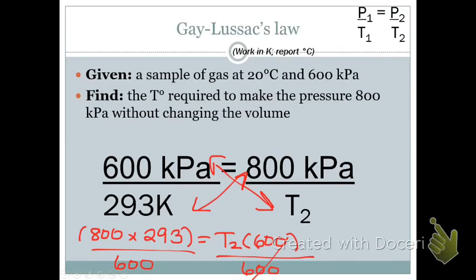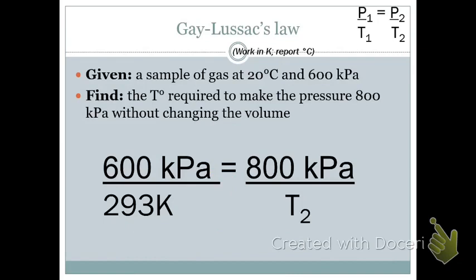That is going to give us our T2, which is... Give me a second. I got to do this with you. So 293 times 800 divided by 600 is going to give us, what is that, 390.6, which can be 391 K. But am I done with that?